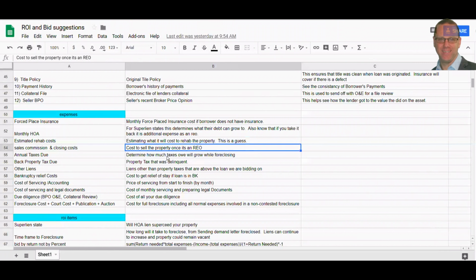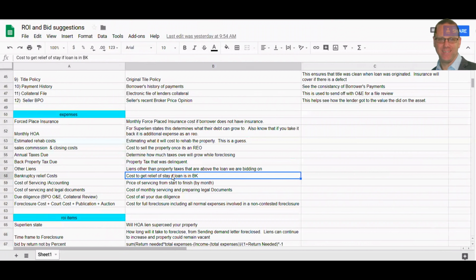Obviously, sales commission, annual taxes, determining how much taxes will grow while you're foreclosing. So if it's a $500 property tax bill a year, you have to estimate the fact that if it takes you over a year and a half to foreclose, not only are you paying previous taxes, but also the ongoing taxes. Obviously, the back taxes. Other liens could be municipal liens, could be sewer liens, could be other liens that will reduce your profit.